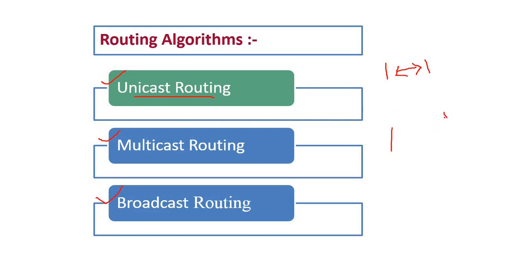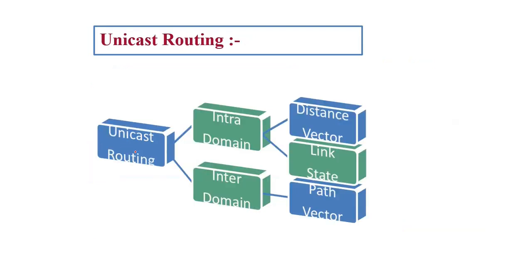Suppose there is a group of 20 nodes, again there is a group of 20 nodes, and again there is a group of 20 nodes. So we are sending to the first group, group A, that is multicast. Another groups B and C are there. But suppose we want to send to all the people, total 60 nodes, so one is sending to all 60. That is known as broadcast routing. So I hope you are understanding the variation between unicast, multicast and broadcast.